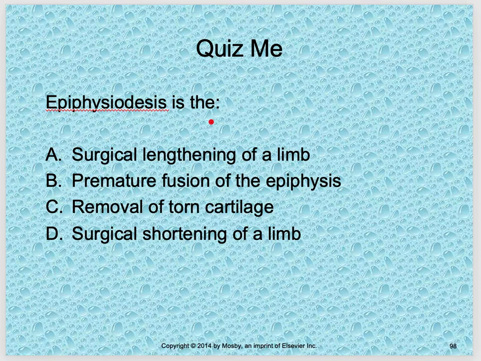Epiphysiodesis is the what? We know epiphysis and then the desis. What are we talking about? Is it lengthening of a limb? Is it premature fusion of the epiphysis? Is it removal of a torn cartilage? Or is it a surgical shortening of a limb? Make sure that you review this word and know its definition, and it is a surgical shortening of the limb.